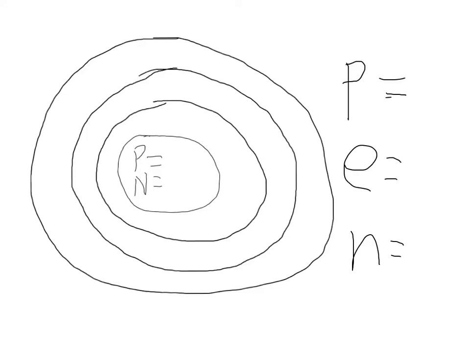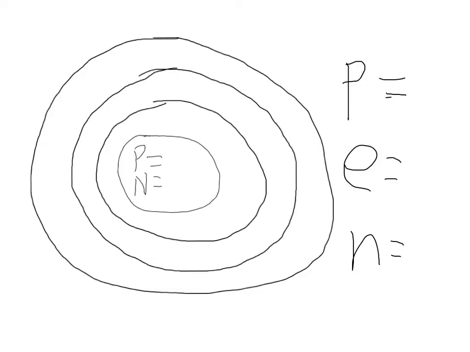This is the Bohr-Rutherford diagram. The protons and neutrons are located in the nucleus, which is here, and the electrons orbit around the energy levels, which are around here. To determine the numbers of each, we need to use the PEN strategy, which I'm going to do right now. The PEN strategy works as shown.